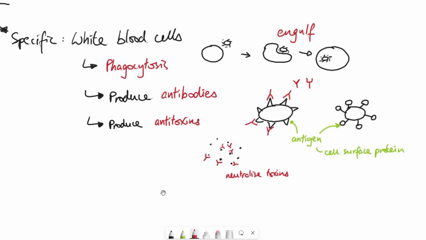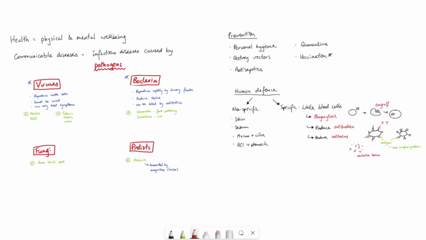So those are the 3 things that white blood cells can do specifically to kill the pathogens in our body. Now, if you're doing combined sciences, this is all you need to know for this chapter, which is what are communicable diseases, the 4 pathogens and some of the diseases that they cause. You will need to know a little bit more detail, obviously, about how you treat them, what the symptoms are, how you prevent the spread.